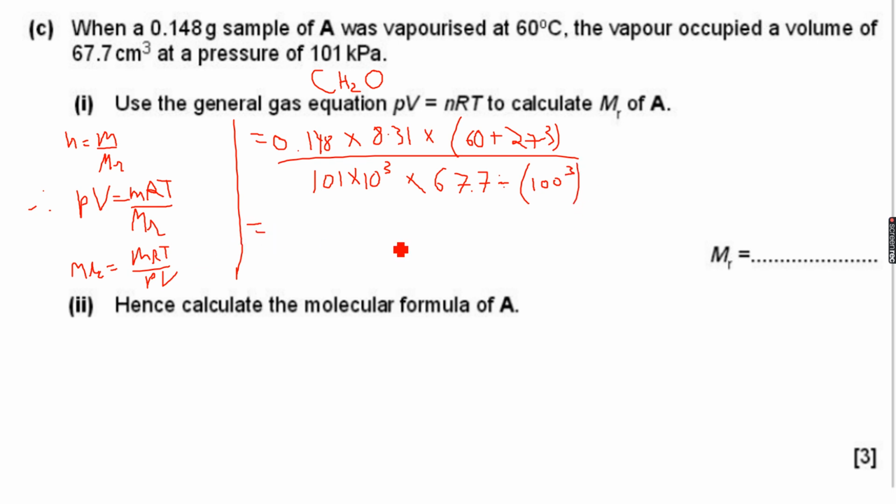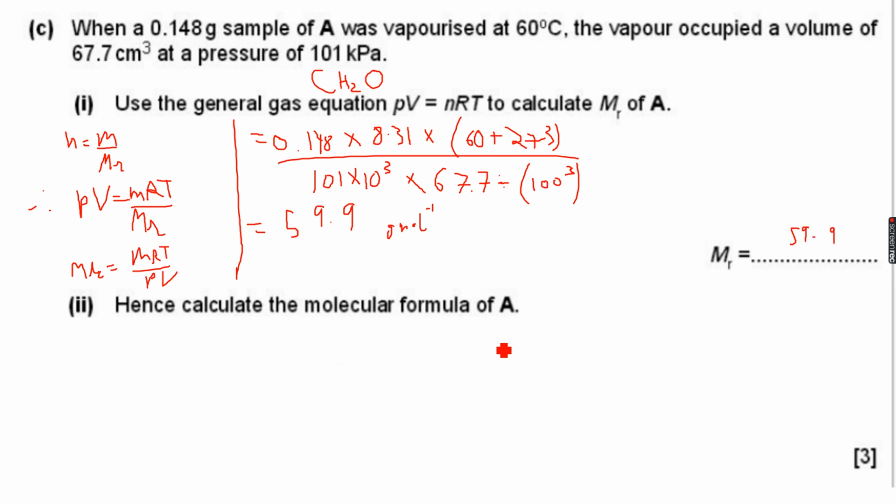So let me do this on my calculator. First I'll calculate the denominator, which is 101 into 10 to the power of 3 into 67.7 divided by 100 cubed. So the denominator is 6.8377. Now let me calculate the numerator, and I will just divide it straight away with the denominator to make things quicker. Now the answer I get for the molecular mass is 59.9 gram per mole. So this is the molecular mass, 59.9.